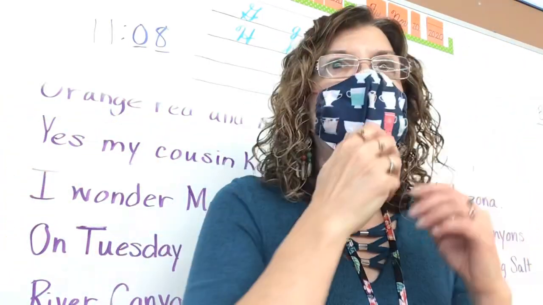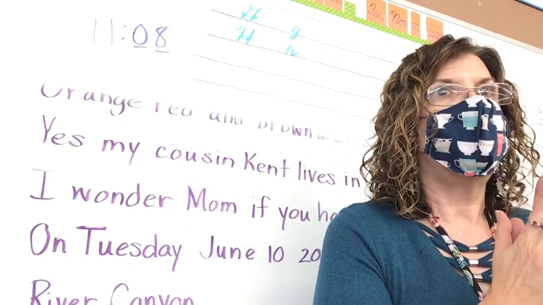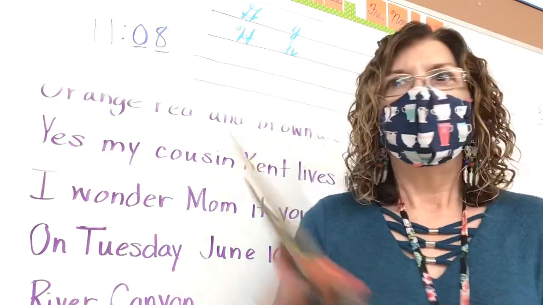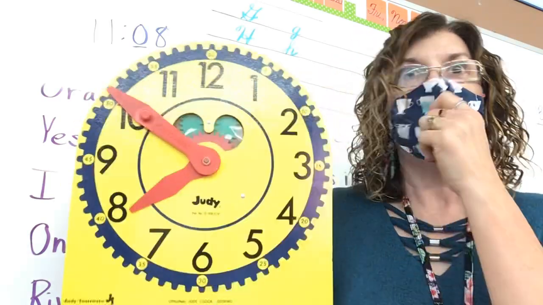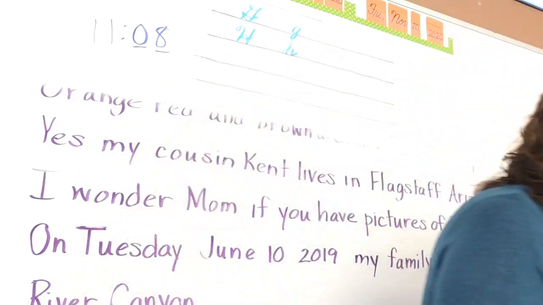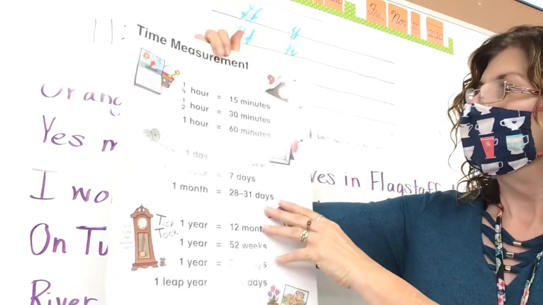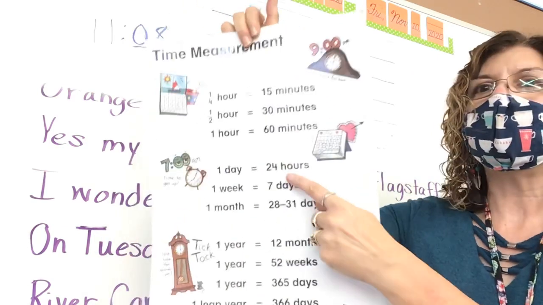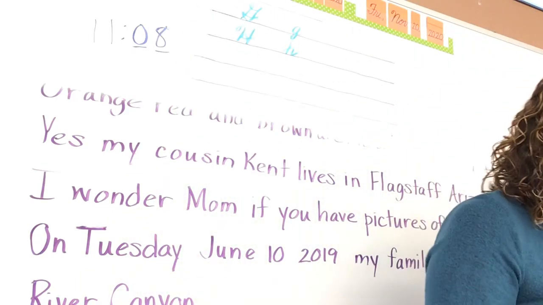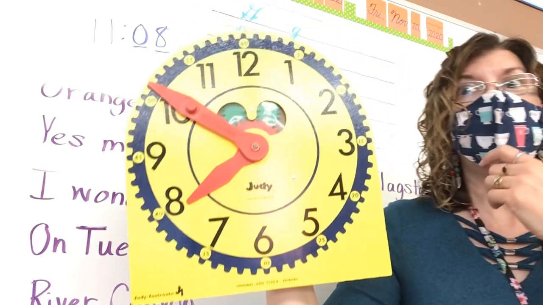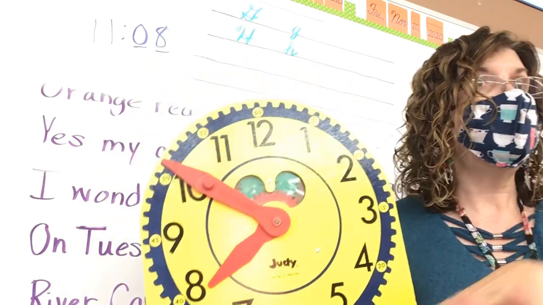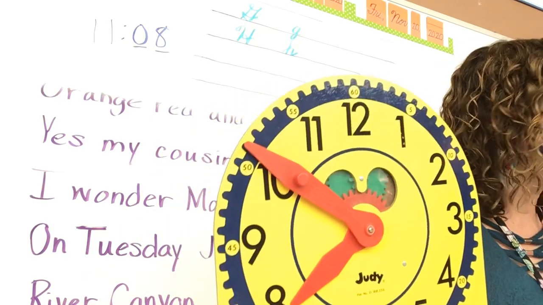The next thing we're going to talk about is AM and PM and midnight and noon. Everybody knows that the clock has 12 hours on it, right? But do you know that there are actually 24 hours in a day? On our chart, it says one day equals 24 hours. That means this clock goes around twice in a day. There's a 1 o'clock a.m. and a 1 o'clock p.m., and a 2 o'clock a.m. and a 2 o'clock p.m., etc.